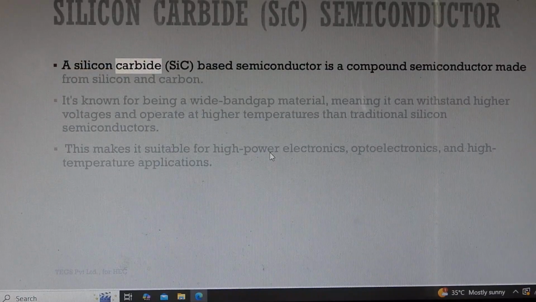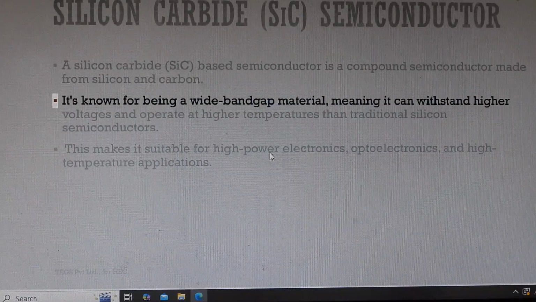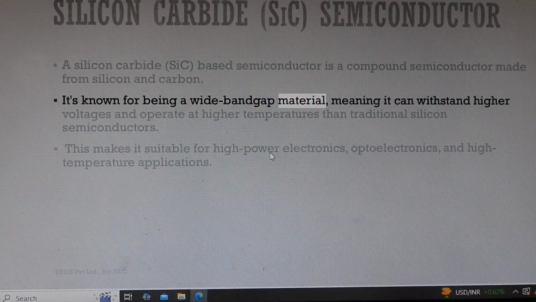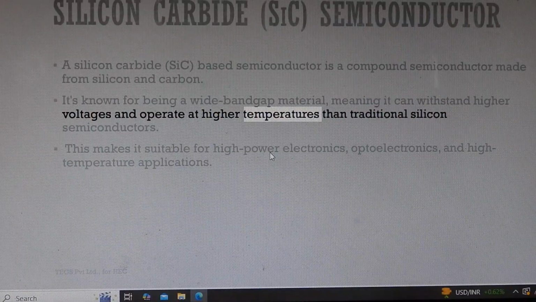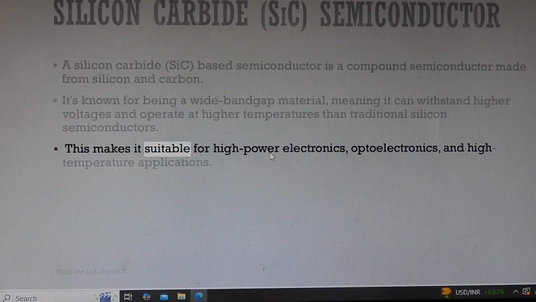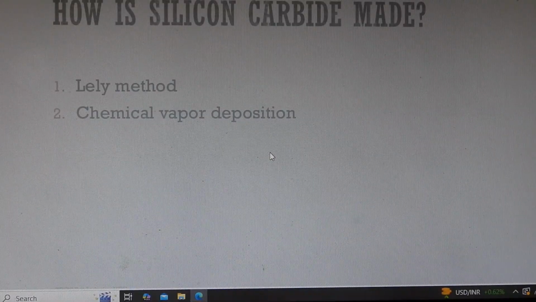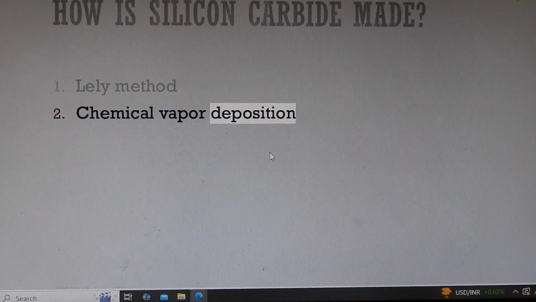Silicon carbide, SiC, based semiconductor is a compound semiconductor made from silicon and carbon. It is known for being a wide bandgap material, meaning it can withstand higher voltages and operate at higher temperatures than traditional silicon semiconductors. This makes it suitable for high-power electronics, optoelectronics, and high-temperature applications. How is silicon carbide made? 1. Lely method. 2. Chemical vapor deposition.